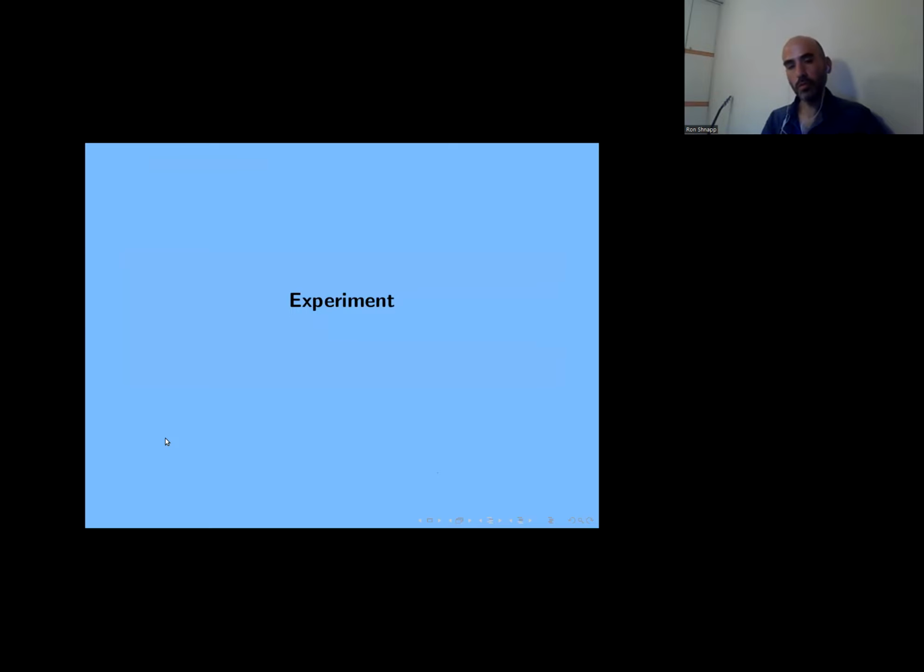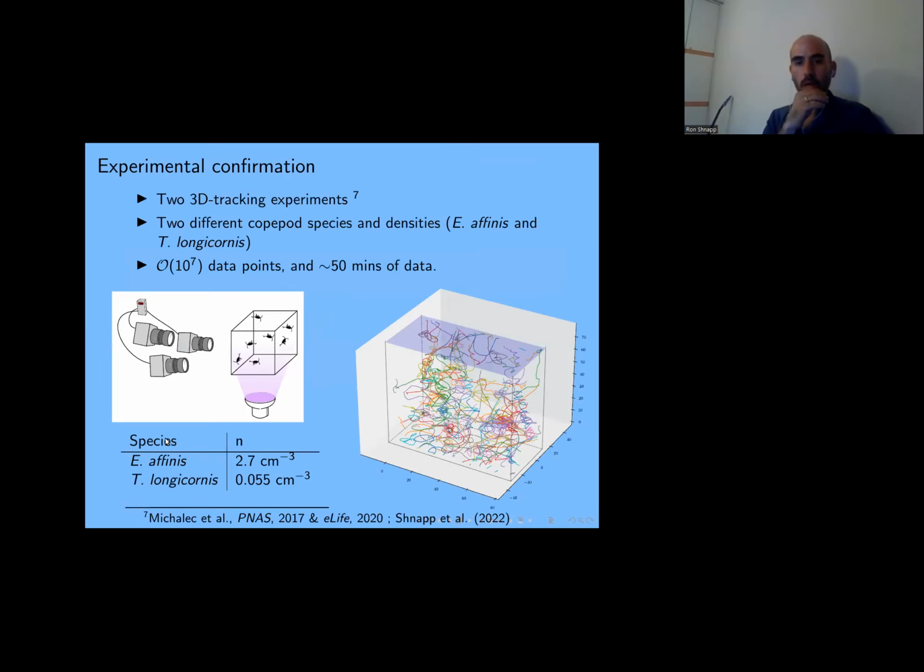So now let's try to confirm this model with experiments. In order to do that, we did this 3D particle tracking experiment that I described to you before. This is a technique that I've learned, at least, from the turbulence community. There, we like to track particles in 3-dimensional space. Here, we simply tracked copepods in 3-dimensional space.